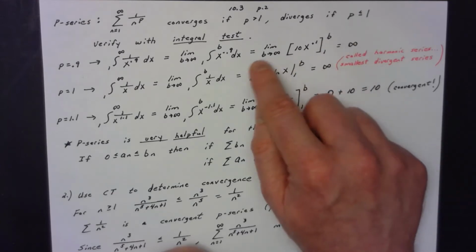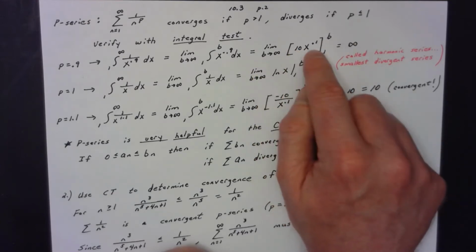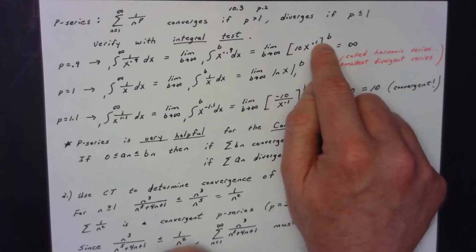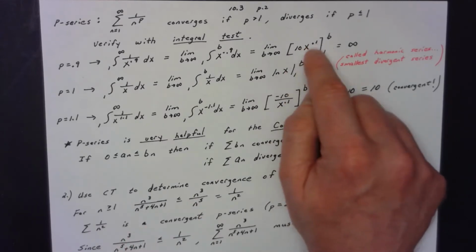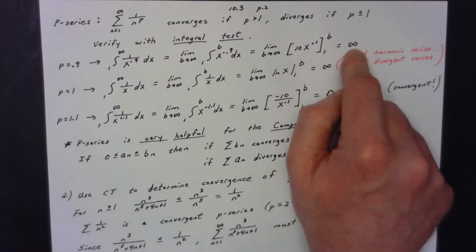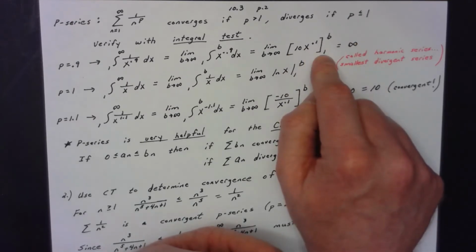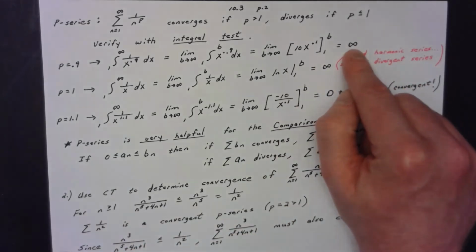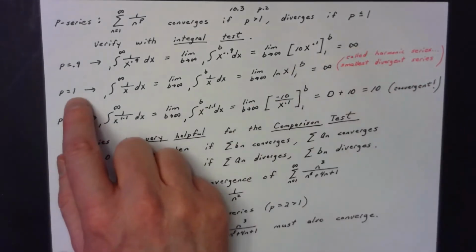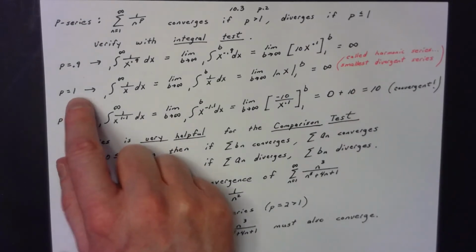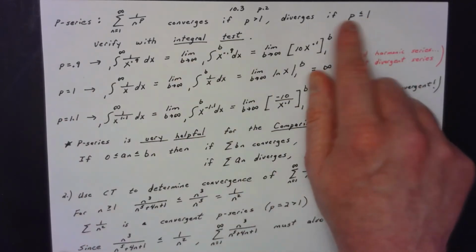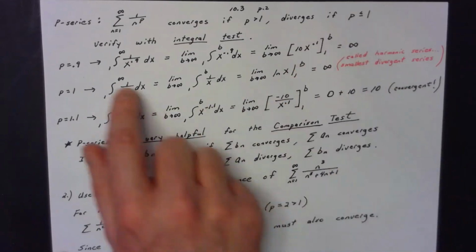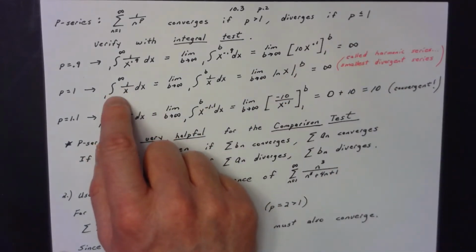Why? Well, because if you let b go to infinity, you're going to have 10 times infinity to the 0.1 power. Infinity to any positive exponent is infinity. 10 times infinity, clearly still infinity. The lower limit's irrelevant since it's just a finite value. Infinity minus any finite value, still infinity. Now, when I look at the p-series test with p equals 1, it should also diverge here according to the formula. The corresponding integral will also verify that.